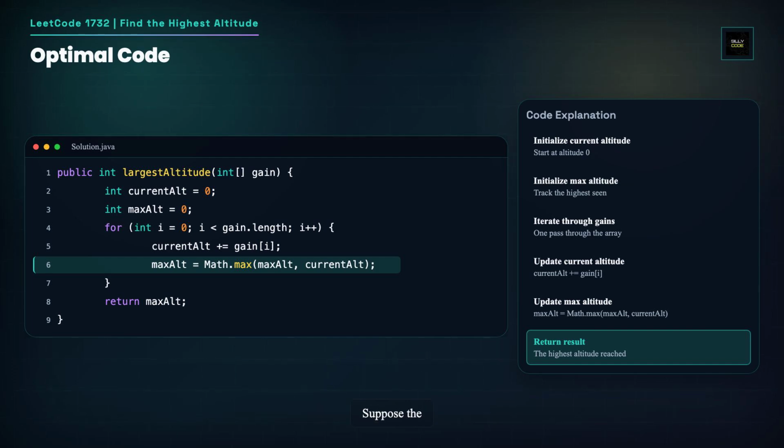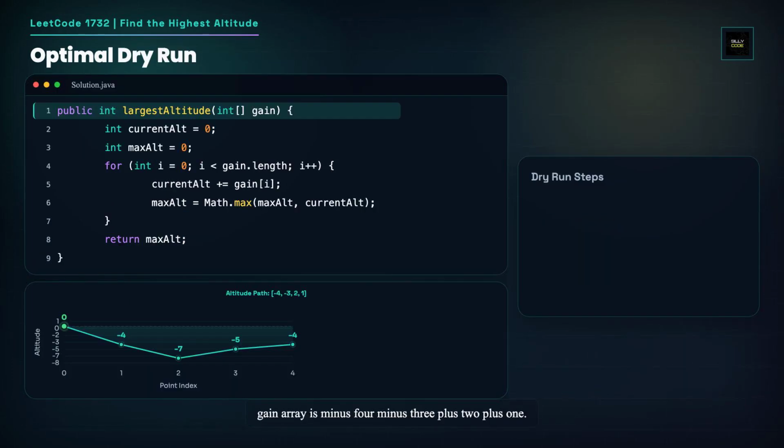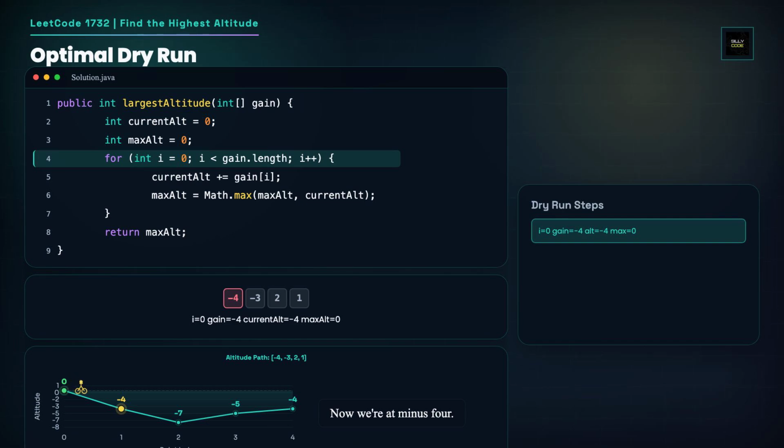Let's walk through one final example. Suppose the gain array is -4, -3, +2, +1. We begin at altitude 0. That's also our highest altitude for now. The first change is -4. Now we're at -4. Still lower than 0. So our answer doesn't change.